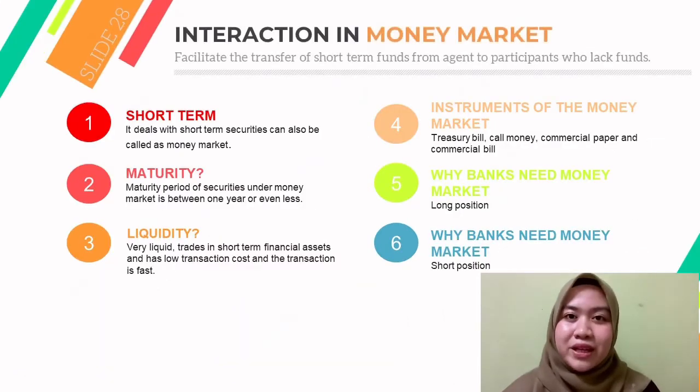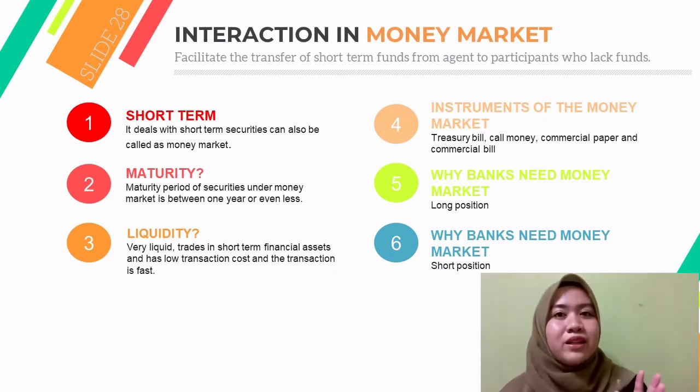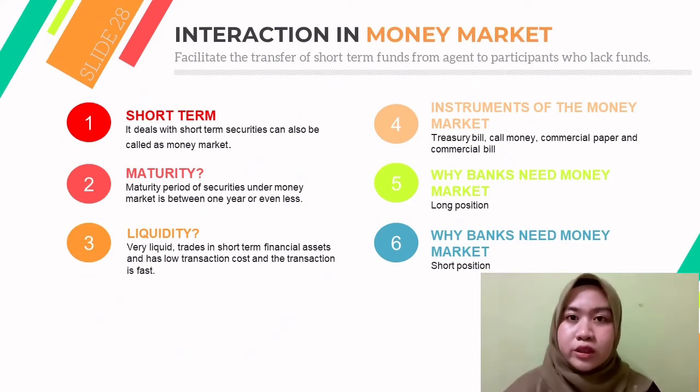Next, I will be explaining the interactions between markets in more detail. So let's take a look. Firstly, I will explain about the money market. The money market facilitates the transfer of short-term funds from agents with excess funds, such as corporations, financial institutions, individuals, or even the government, to those market participants that lack funds for short-term needs.